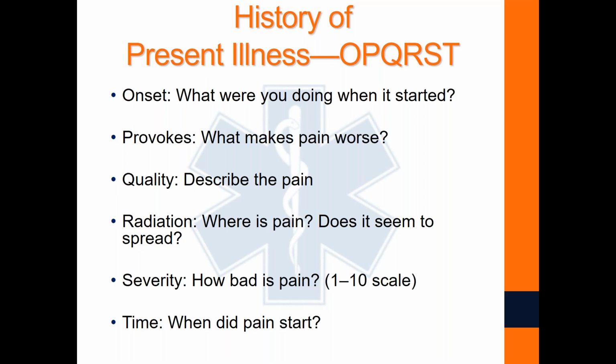OPQRST is how we get those questions answered out of our patient. So onset, what were you doing when it started? This is one of those like, how did this problem come about? Was it slow and building throughout the day? Or were you just sitting at the table minding your own business and bam, chest pain out of nowhere for no reason? It's going to tell us, was this a sudden beginning to this problem, or was it protracted and kind of coming on?